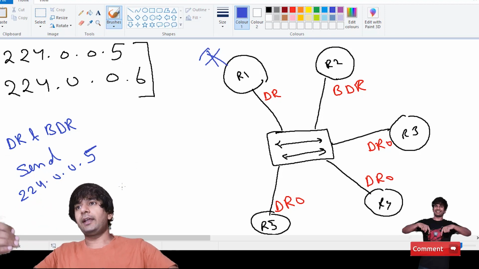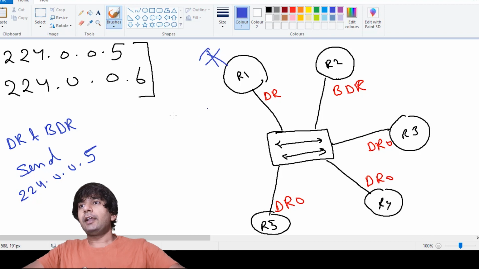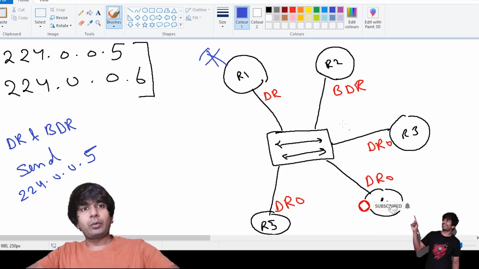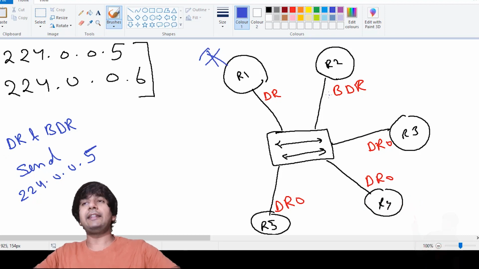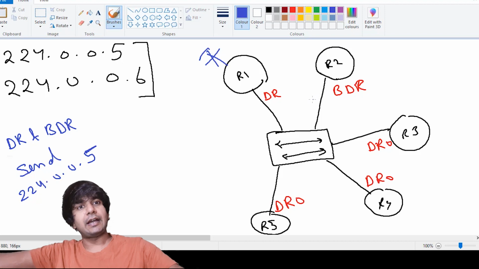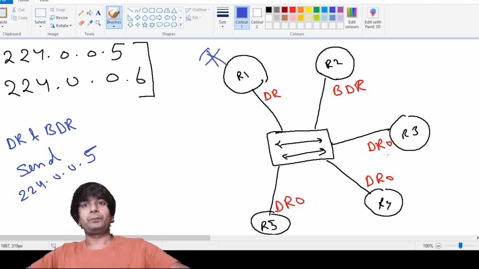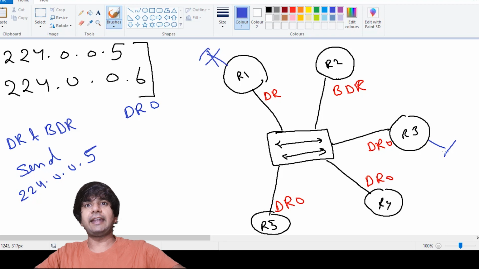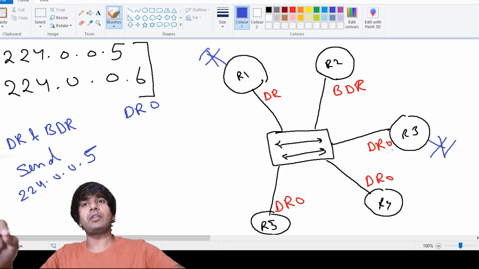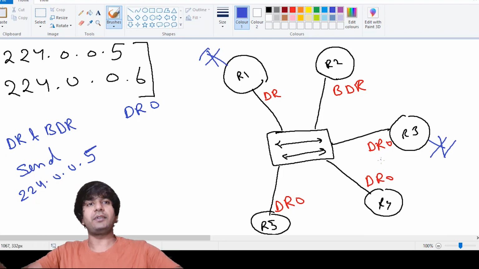Now another example. There are three types of routers: one is DR, another one is BDR. I have already explained what these two routers will do when they need to send any update. Now what will a DROther do? For example, this is a DROther, there is a network, and it went down. So on which address will the DROther trigger the update?